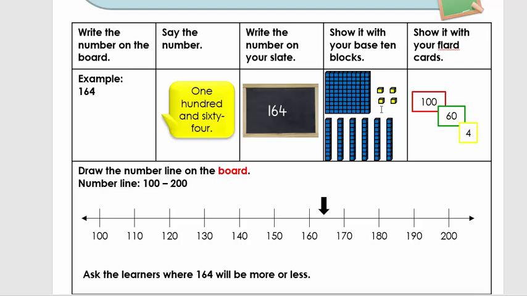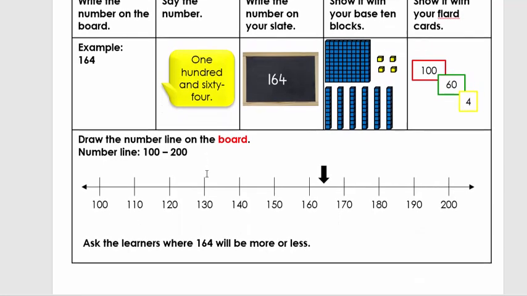Show it with your base 10 blocks. Show it then with your floor or your place value cards. This is a time where you can pause and ask your child to choose any number between 100 and 200. And then you go through the same process again. We're going to say the number, write it, represent it with our blocks, and then show it with our flashcards. Let's go to the next step.